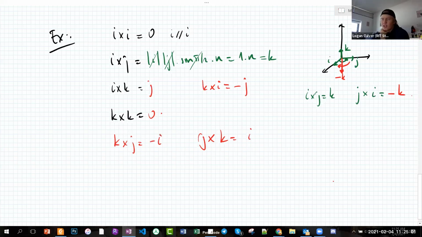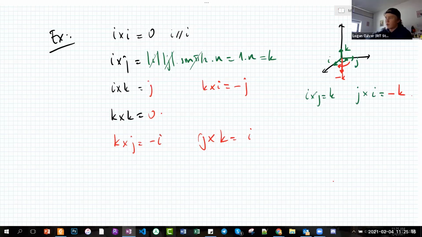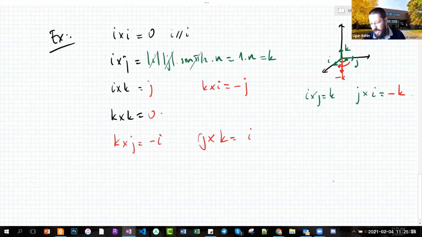I thought I cross K is negative J. I thought it was negative J, because if you do the right hand rule from I, shouldn't it be negative J? I agree with that. You are right, guys. I times K is negative J, and then K times I is equal to J. Since, again, I times K, yes, it should be this way. You are right.